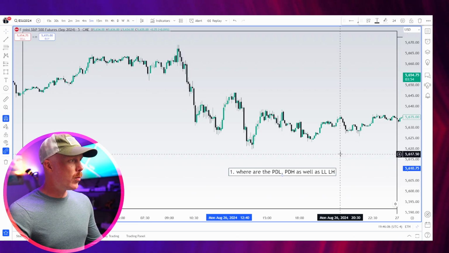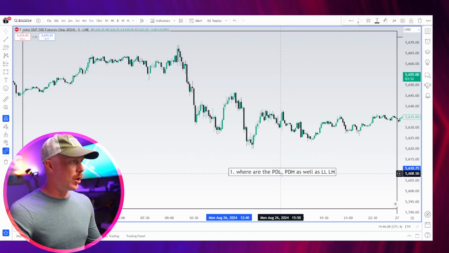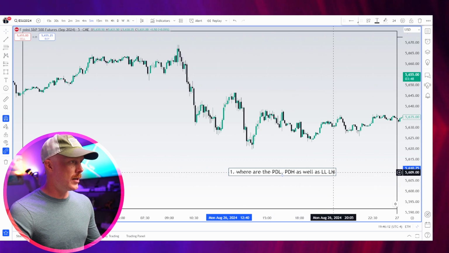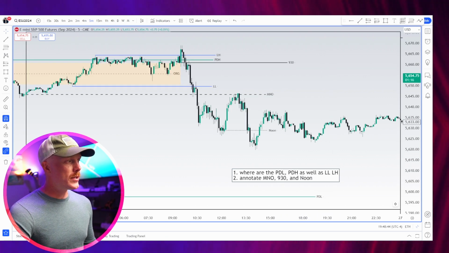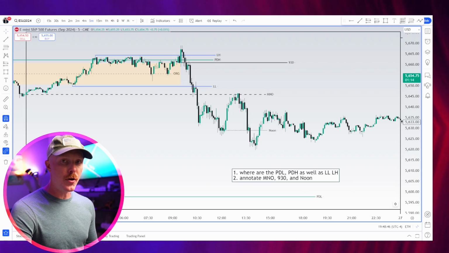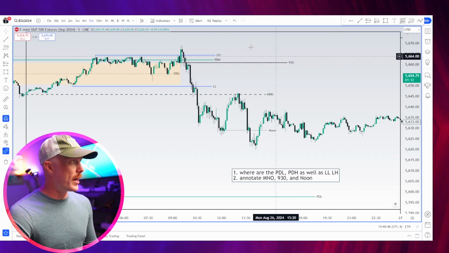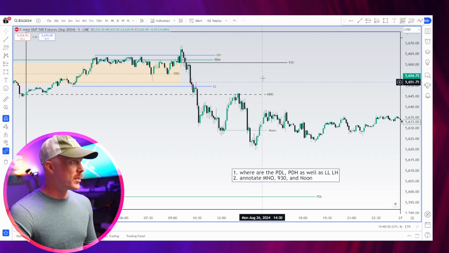Step 1 is we want to identify the previous day low, the previous day high, as well as the London low and the London high. Step 2 is going to be to annotate our midnight open, our 9:30 open, as well as the noon price. And you can see that we have those selected here.